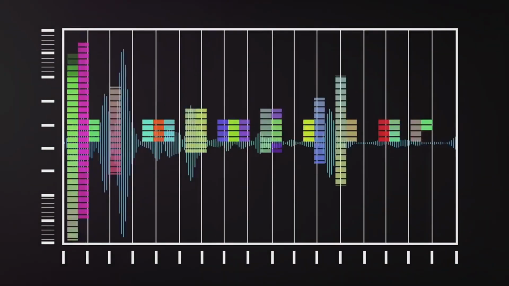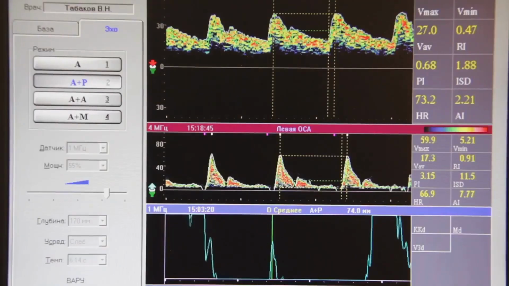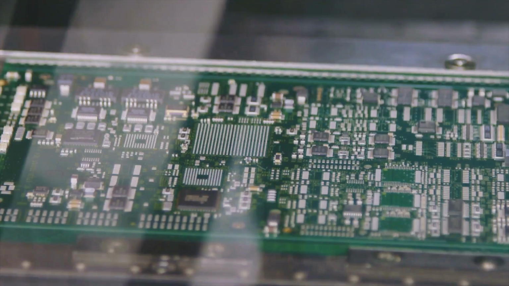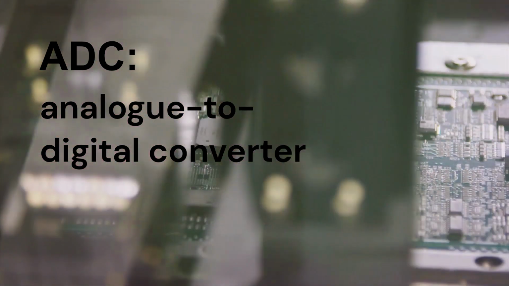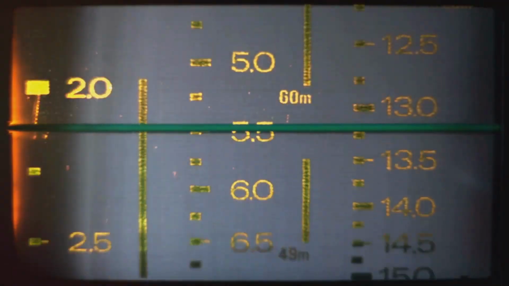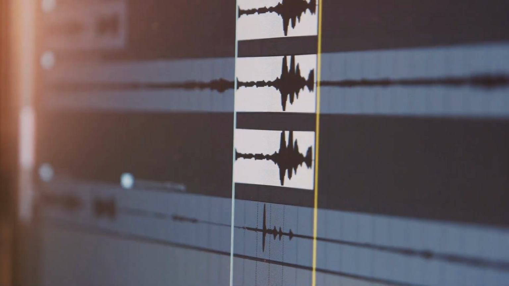Imagine a microphone as a kind of digital ear. When sound waves hit its diaphragm, it vibrates, mimicking the patterns of the sound. These vibrations are then converted into electrical signals, which are still analog in nature. An electronic component called an analog-to-digital converter, ADC, steps in. Its job is to measure these electrical signals thousands of times per second. Each measurement captures a snapshot of the signal's amplitude, its strength at that precise moment. These snapshots are then converted into binary code, strings of zeros and ones, that represent the sound wave's shape.